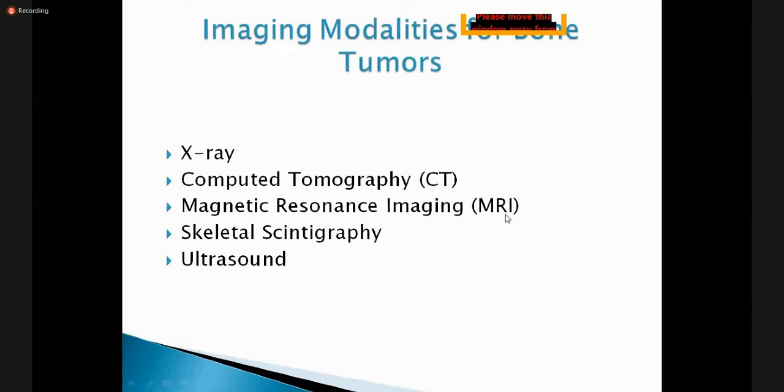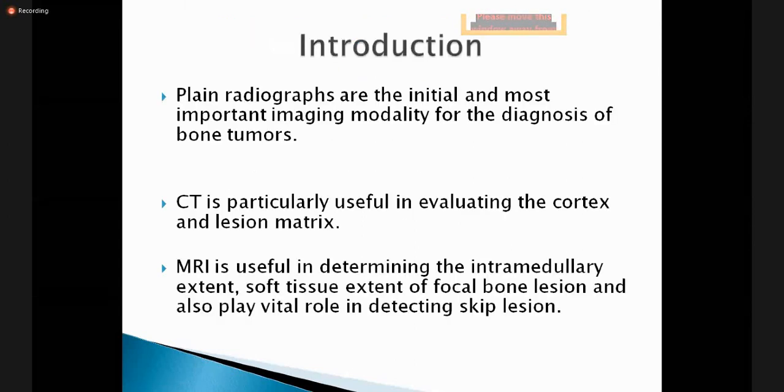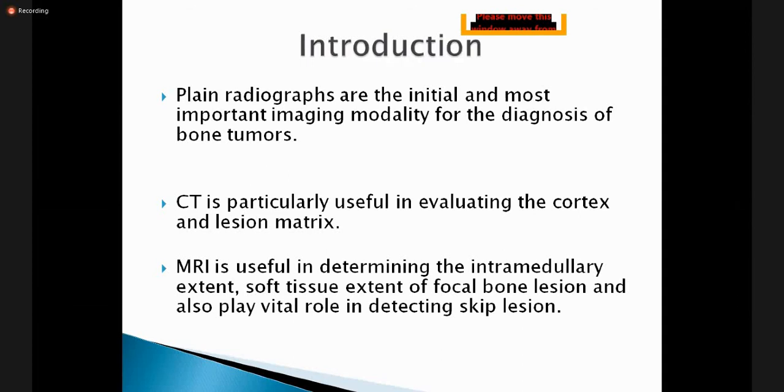CT and MRI are cross-sectional imaging, used best for local extent or for the metastasis workup. The plain radiograph is the initial and most important imaging modality for the diagnosis of bone tumor. CT is particularly useful in evaluating the cortex and the lesion matrix, because some lesions are lytic, some are sclerotic, some have a chondroid calcification, some have an osteoid calcification, which is usually seen on the X-ray. But when there is an inconclusive X-ray, then we go for the CT.